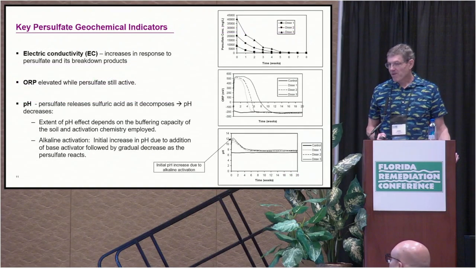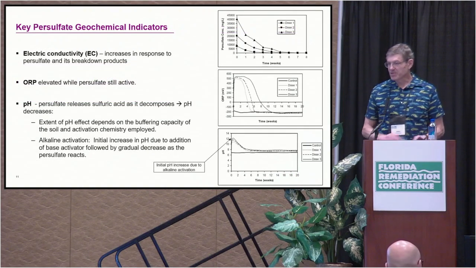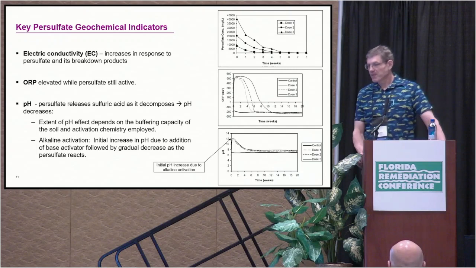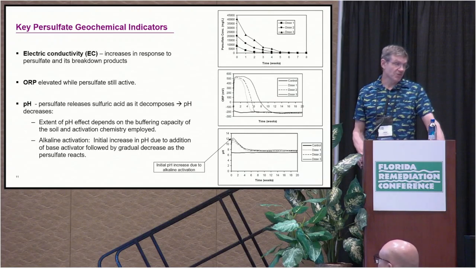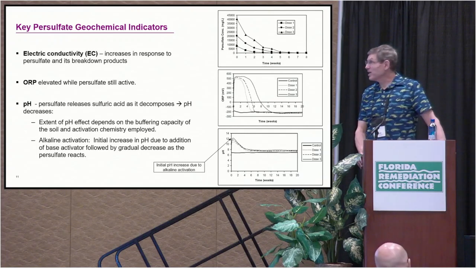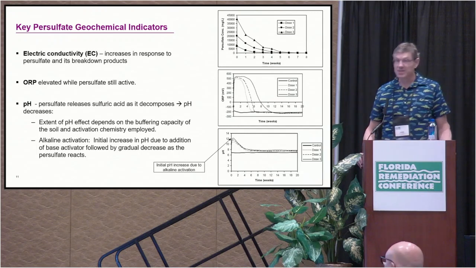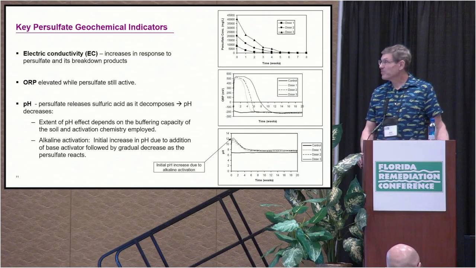In terms of the key parameters to look at, the graphs are off to the right. They're way too tiny for the screen, and I don't actually have an electric conductivity graph there, which you would think I might have. The top one on the right is persulfate concentration. Then in the middle we have ORP, and at the bottom we have pH. This is some work that Western Michigan University, Dan Cassidy, did some time ago. He was looking at our Closure CR, which is an alkaline activated form of persulfate.